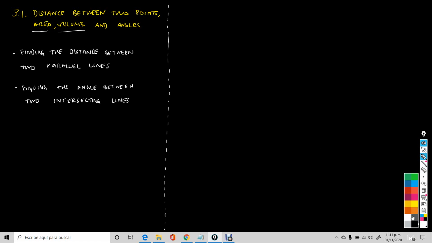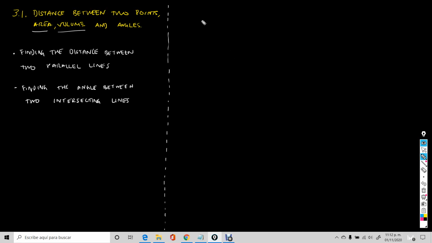So today we're going to finish this lesson by solving these two problems. We're going to find the distance between two parallel lines, and we're going to find the angle between two intersecting lines. So let's go over the first problem.